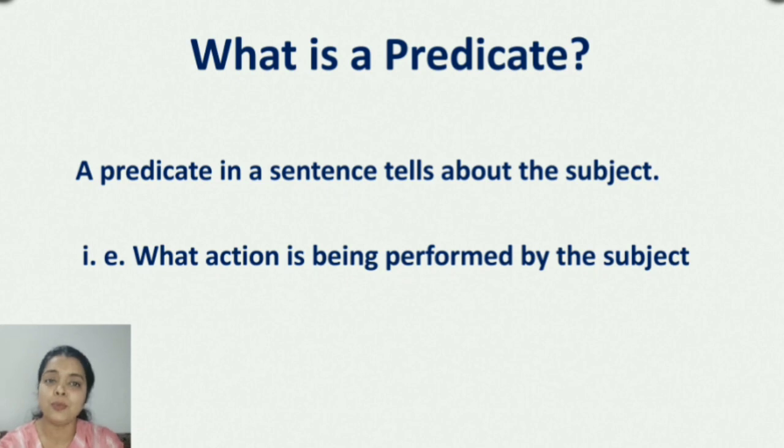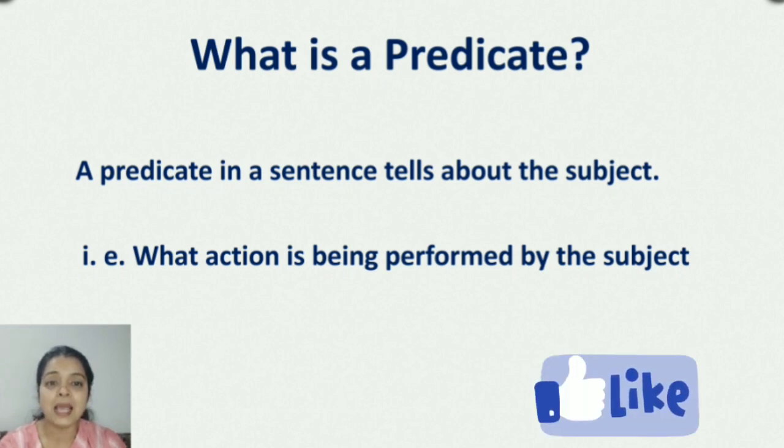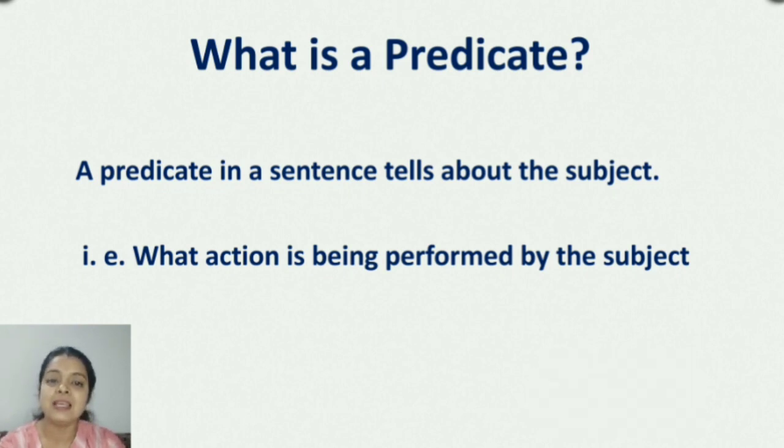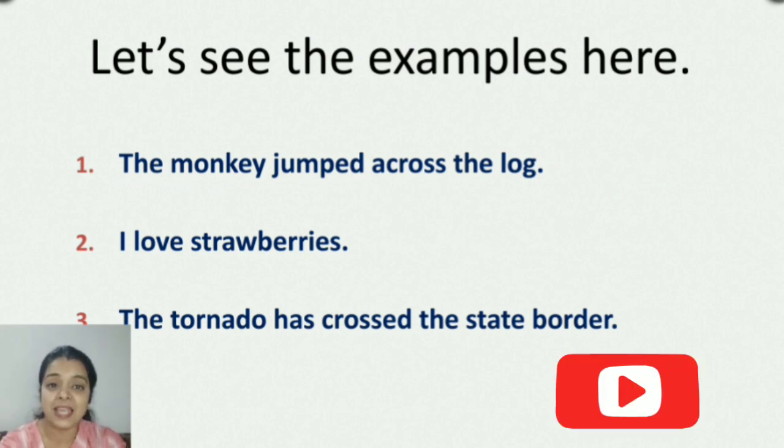Now let's talk about a predicate. A predicate in a sentence tells about the rest of the subject. Whatever the subject is, what else do we want to know? We get to know about the subject through the predicate only. That means what kind of action is being performed by the subject, we get to know through the predicate. Let me give you some examples here.